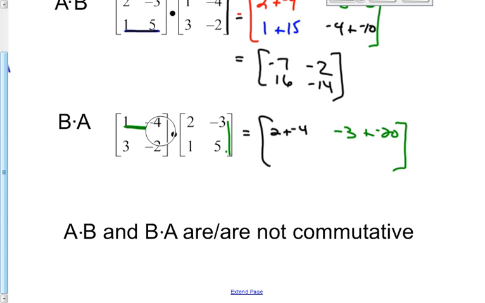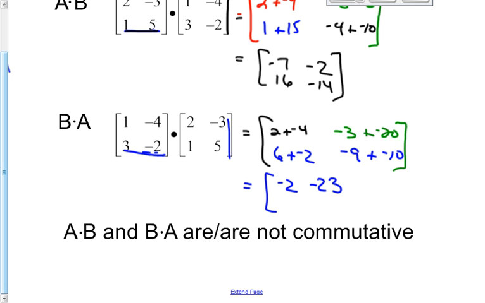We're done with the first row. We're going to move to the second row, first column. 3 times 2 plus, slide over, slide down, negative 2 times 1. And then second row, second column. 3 times negative 3 plus negative 2 times 5, negative 10. And now we can add everything together. Negative 2, negative 23, 4, negative 19.